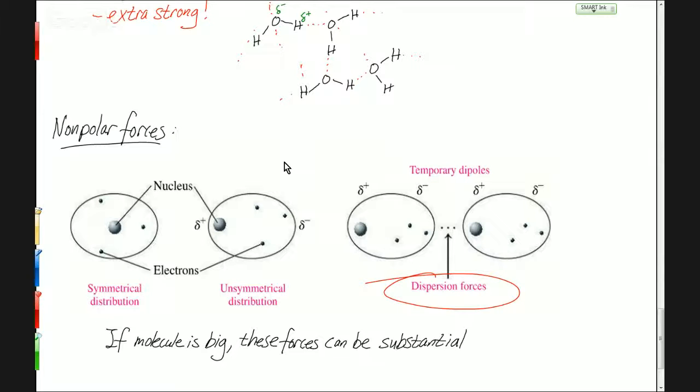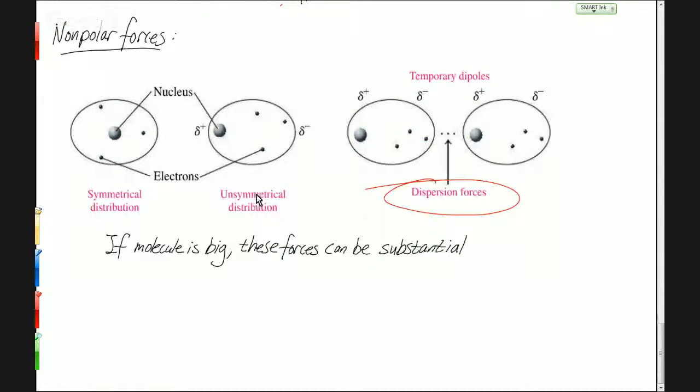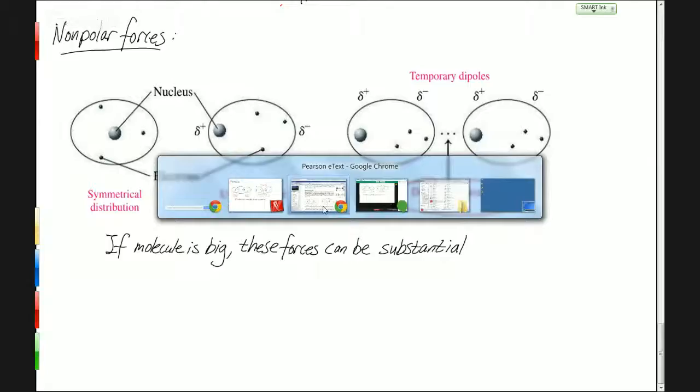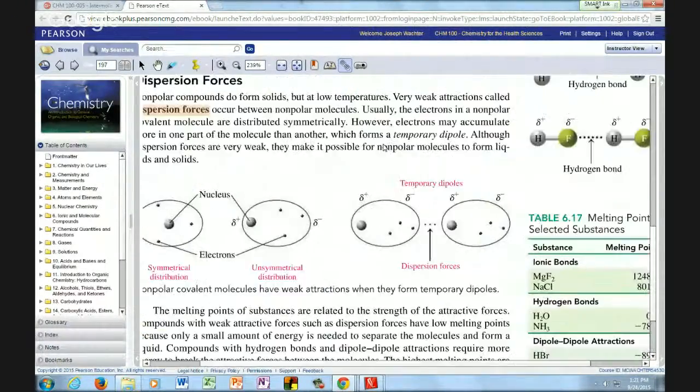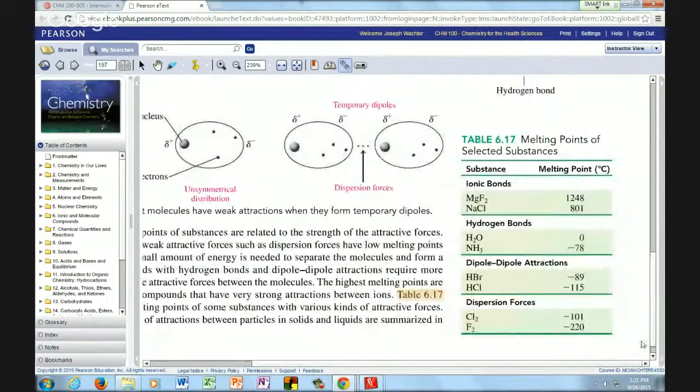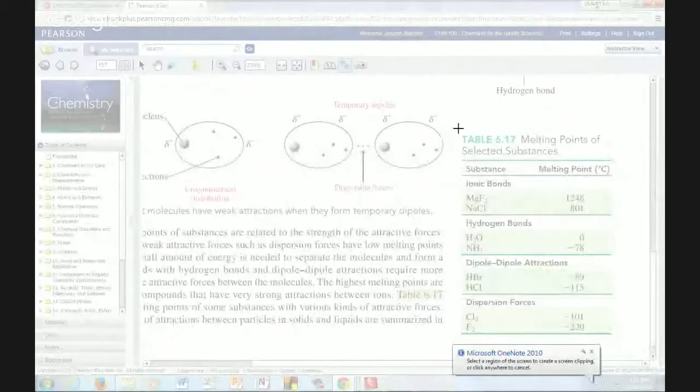All right, so to review that, or to sum that up, let's look at a little table again from the book of some of these different kinds of attractions and how they affect something like melting point.